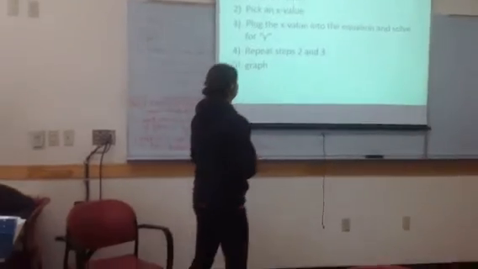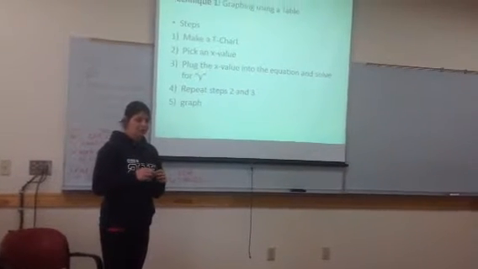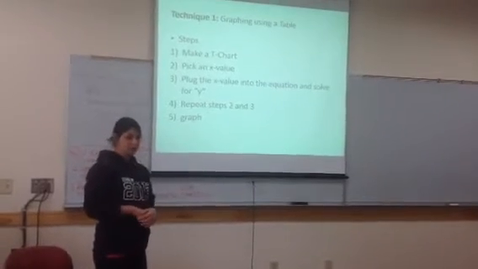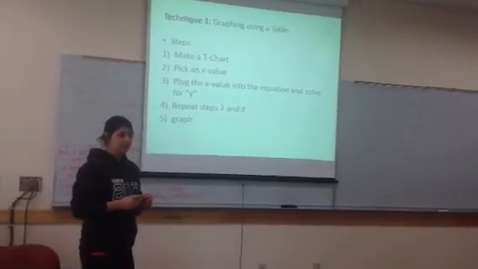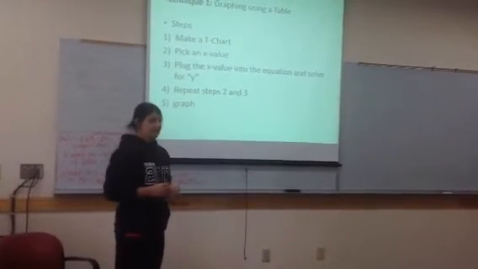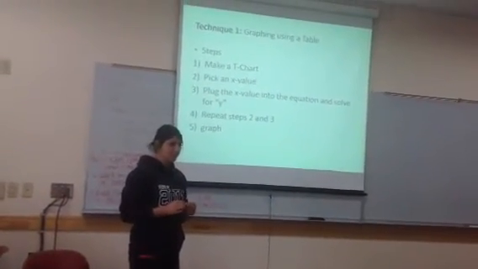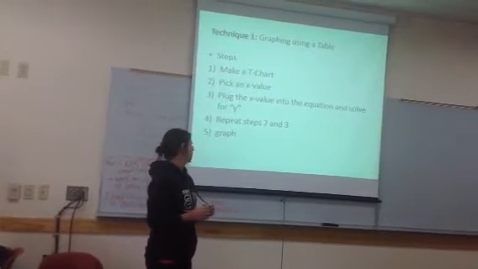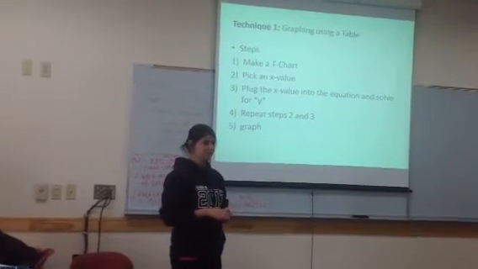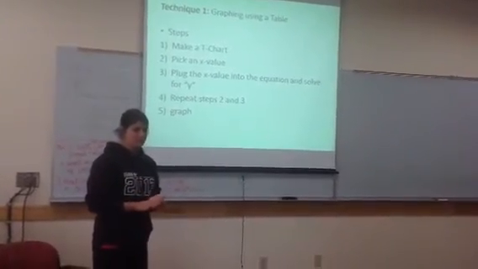Okay, so our steps for graphing using a table. You guys have an example of a table right next to your steps. Look at that. That's what we're going to be doing today. So as I say the steps, I want you to write down each one, okay? Our first step is we're going to make a t-chart, as you see to the right of your box. We're then going to pick an x value. We will plug that x value into the equation, and then we're going to solve for our y value. We're going to repeat this step until we get a few different x values and a few different y values, and then we're going to graph. So go ahead and look up at me when you have all those steps down.